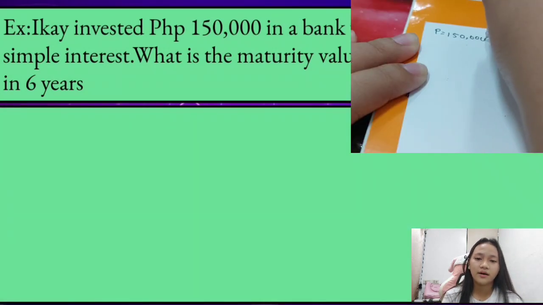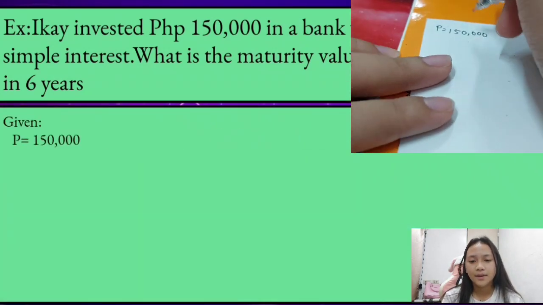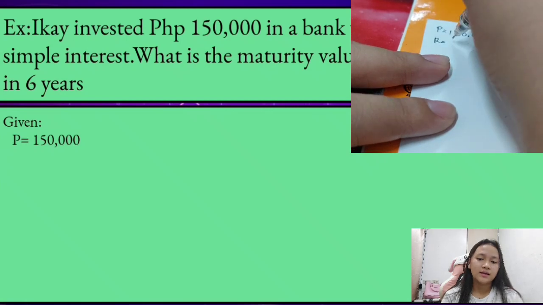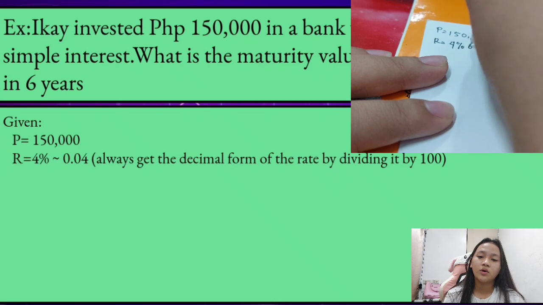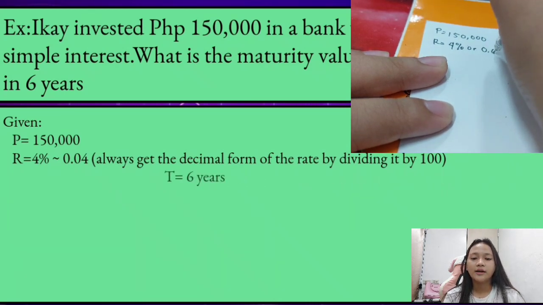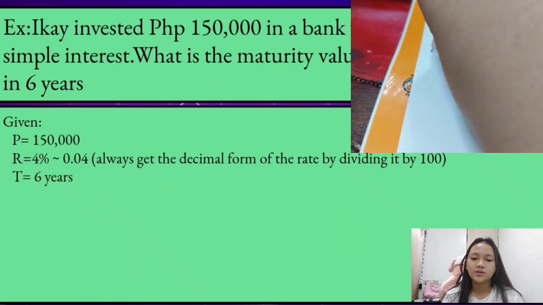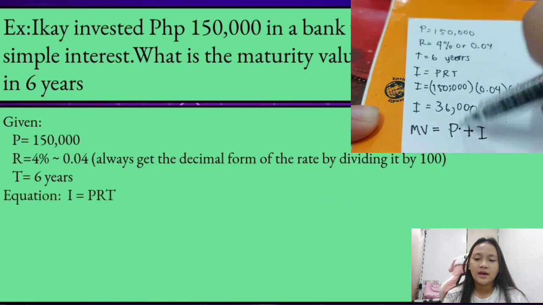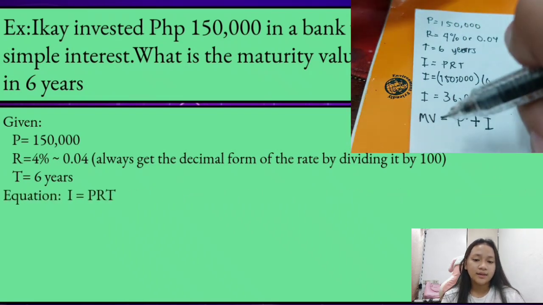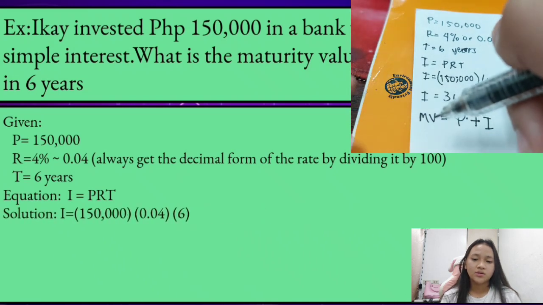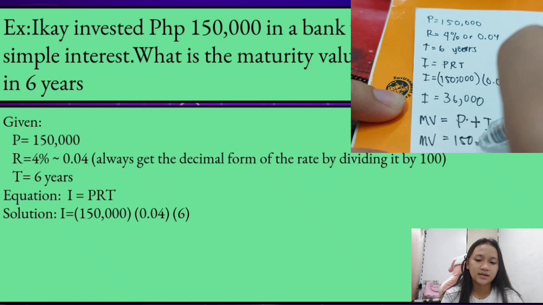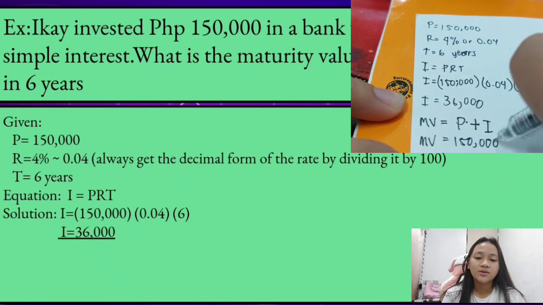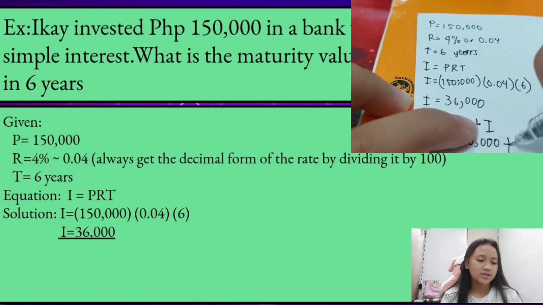So the given are P is equals to 150,000 and rate is equals to 4% or 0.04 and t is equals to 6 years. And the equation is I is equals to P times R times T. So the solution is 150,000 times 0.04 times 6. So the answer will be I is equals to 36,000.